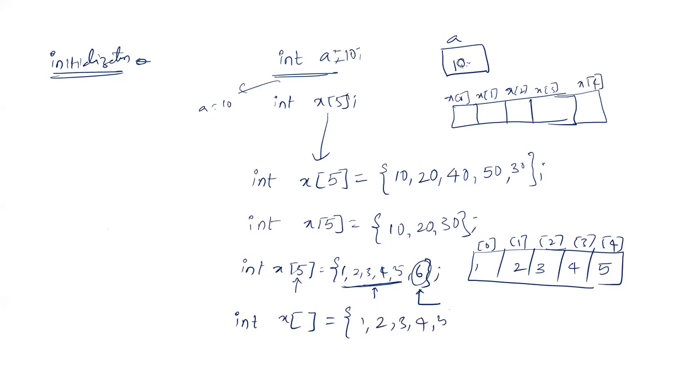Sir, if I want to initialize only the 5th value, leaving the 4 values before it, what should I do? Then you give all zeros and give 5. Just declare it in the next line as x.